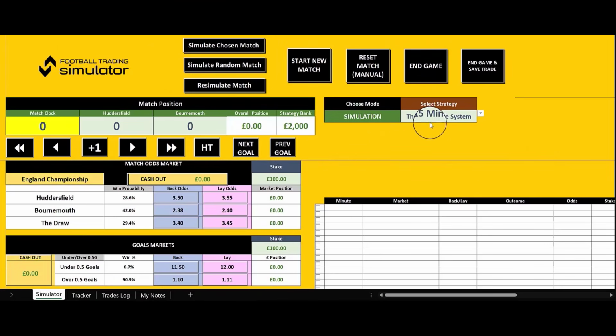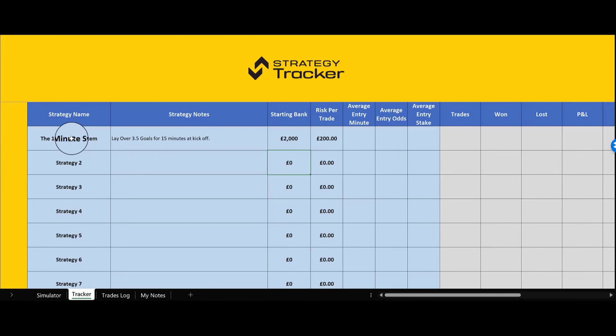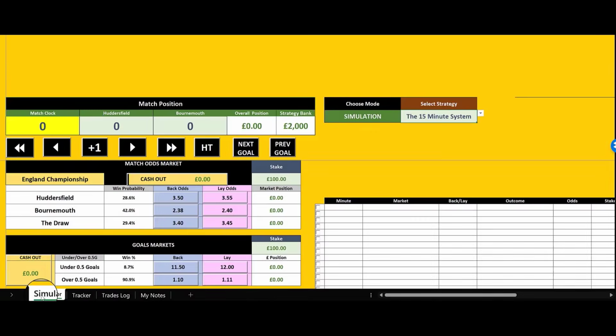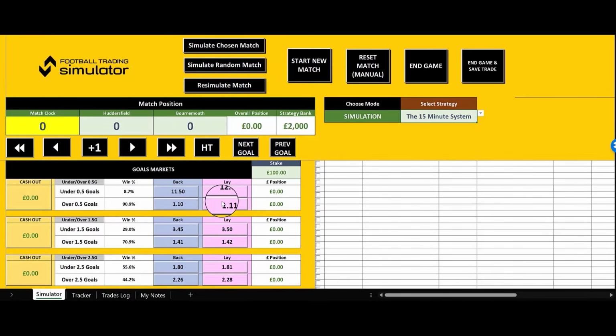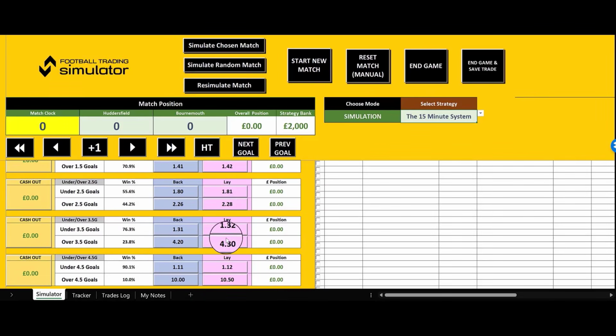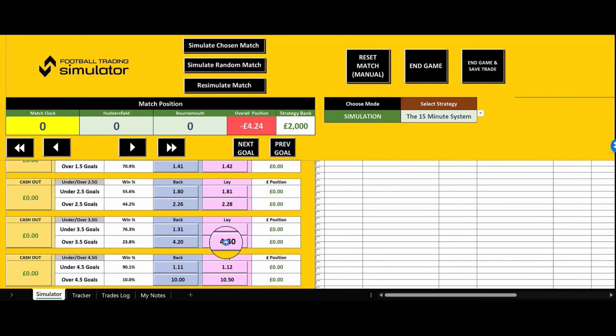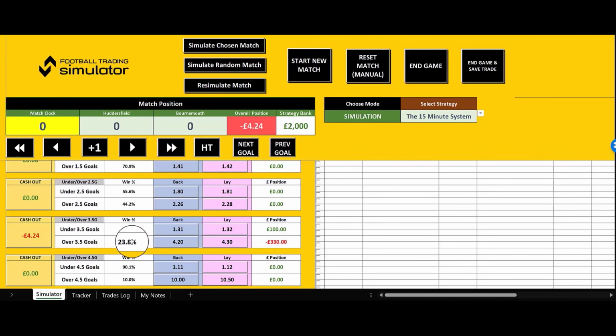Okay, we're ready to go on this. The 15-minute system. We've got our strategy in the tracker there called the 15-minute system. You know the rules. We are going to just start to move forward and just trade whatever matches come up. That's the initial idea behind this. So we've got Huddersfield against Bournemouth, and we're going to lay over 3.5 goals. Now we can just move that clock forward and see where we are after 15 minutes.